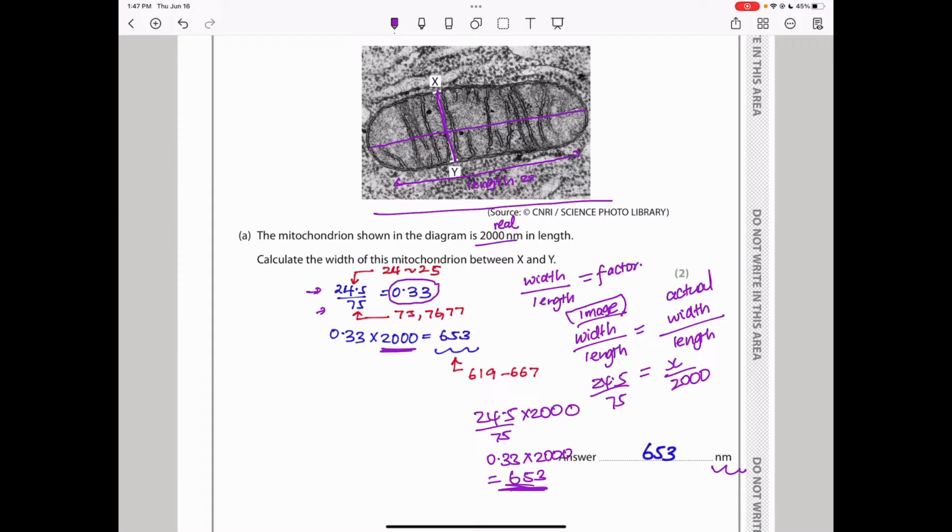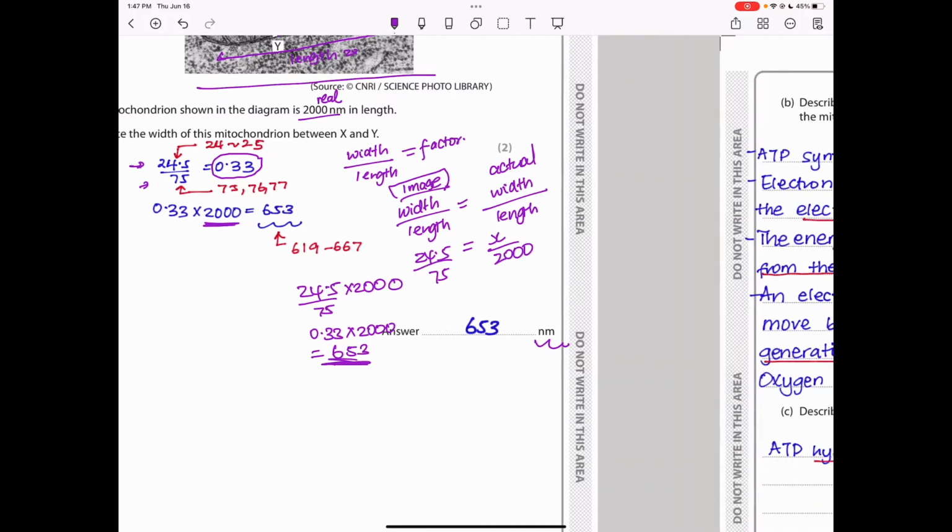I don't know if it makes sense. You're getting the actual and mapping onto the image, the actual and the image, and then you have to get the same answer. That is how it comes out. So I'll go to the next question.